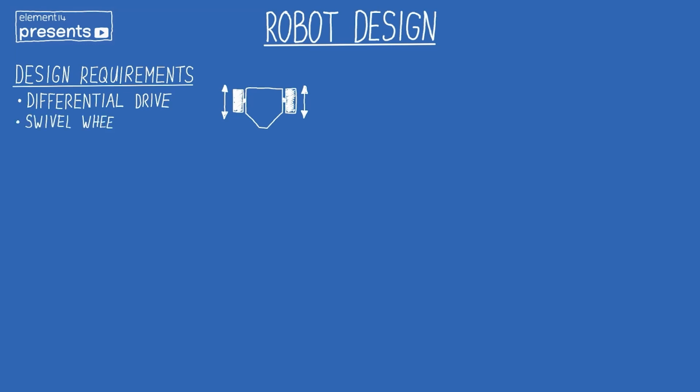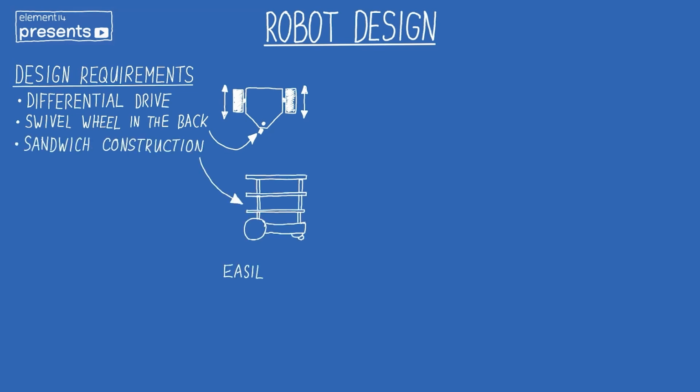In the back, I want to have the swivel wheel that I also took off from the vacuum cleaner. The next thing that I want to copy from the TurtleBot is the sandwich construction. So I want to be able to add multiple layers to the robot, so I can add a Raspberry Pi, other sensors and stuff like that down the line.